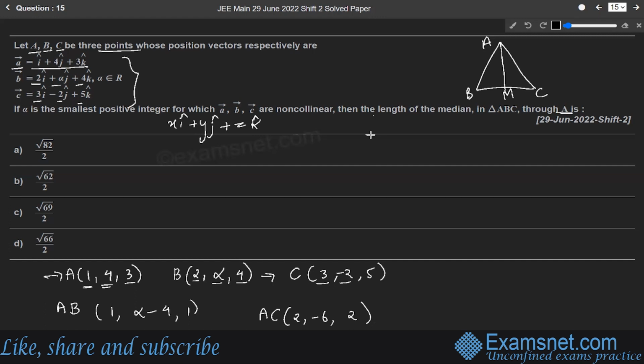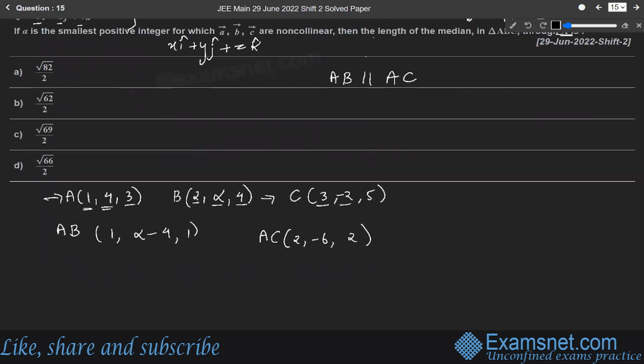We have to find the smallest value of alpha for which A vector, B vector, and C vector are non-collinear. So let us do one thing. Let us find the value of alpha for which all these vectors are collinear first. Then we will find the value of alpha for which they are non-collinear. Now let us make AB parallel to AC. If AB is parallel to AC, then its direction ratios will also be proportional. What are the ratios here? 1 by 2, alpha minus 4 by minus 6, and 1 by 2.